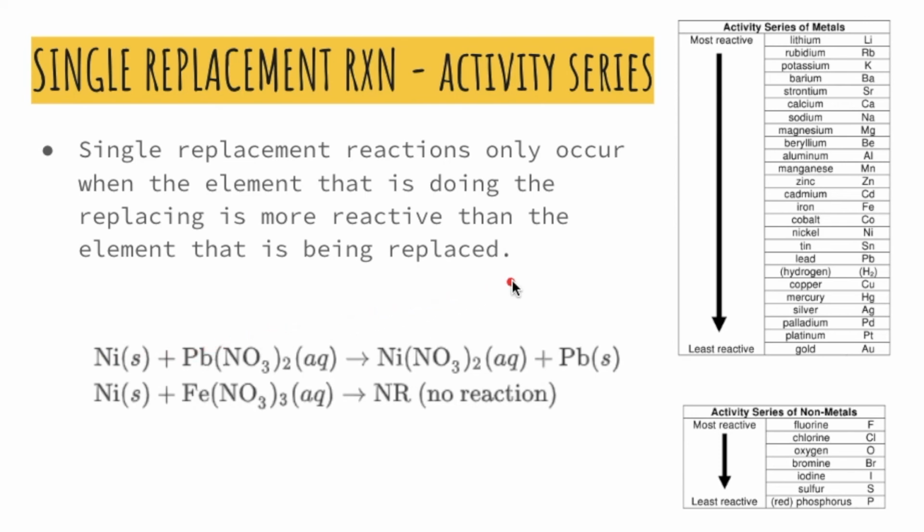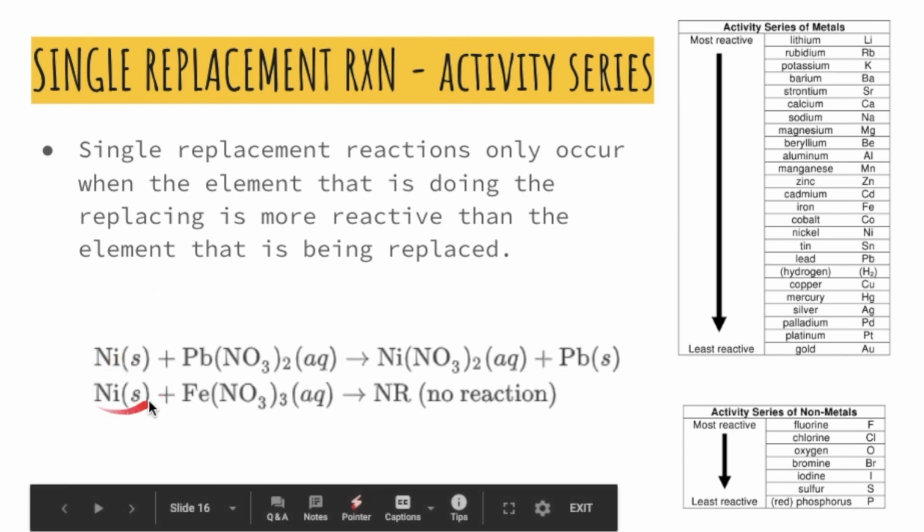Let's see their reactivity on the right-hand side. Nickel is Ni and lead is Pb. Nickel is more reactive than lead. Therefore, this reaction will proceed. Our nickel is going to replace our lead and therefore we'll get the formation of nickel nitrate and the production of lead on its own. Let's look at the next equation.